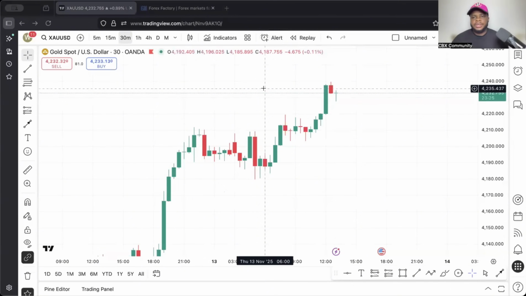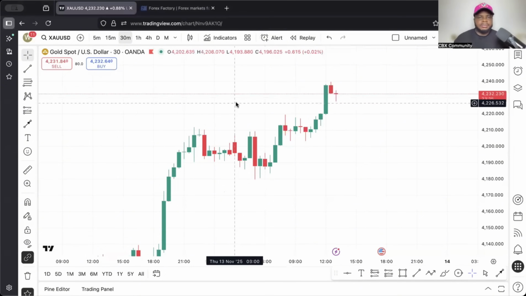Hello everyone. So we are looking at gold. Let's analyze the market structure so that we'll be able to know what we're anticipating the market to give to us. Let's go to the month. Then after the month, we'll go to the daily. Then after the daily, we'll go to the H4, which means 4 hours, and 1 hour, then 30 minutes.